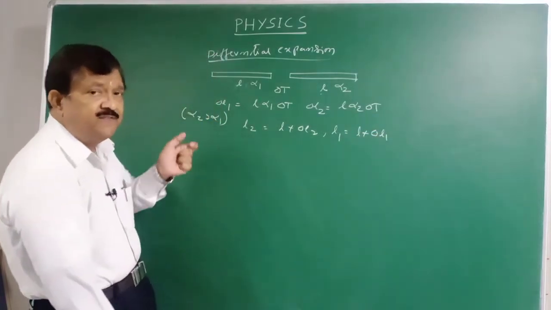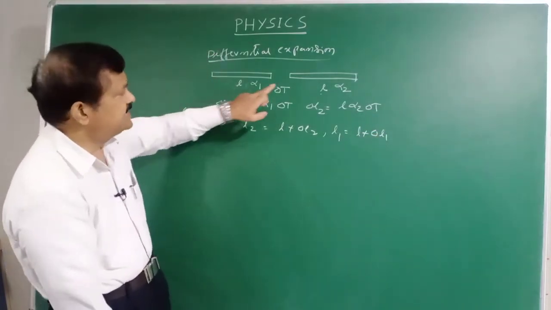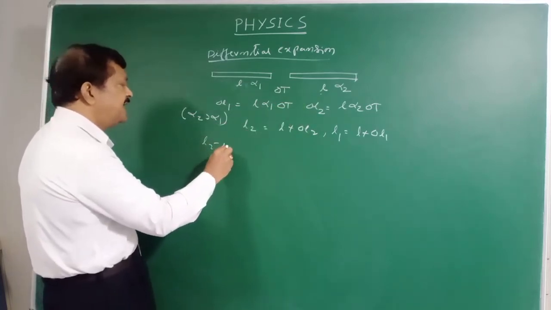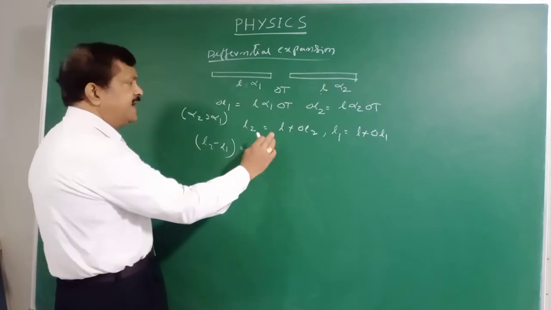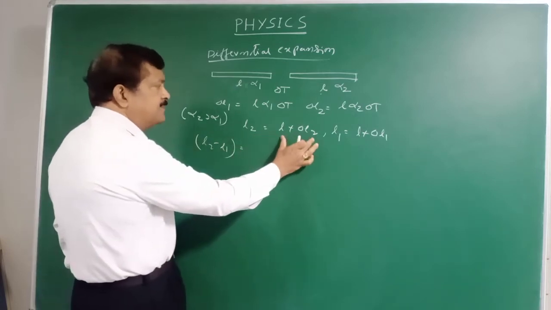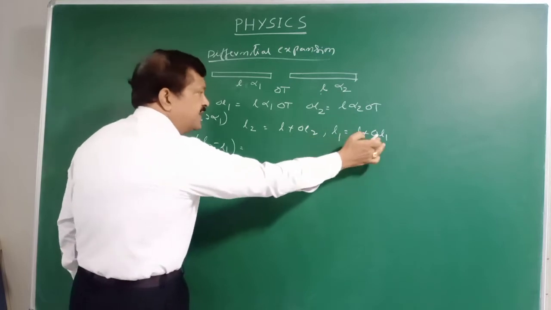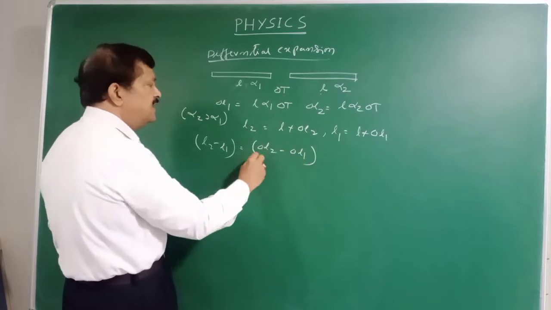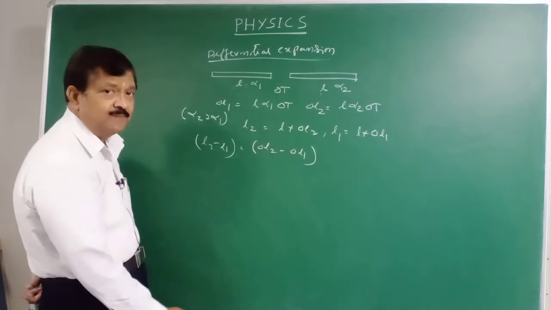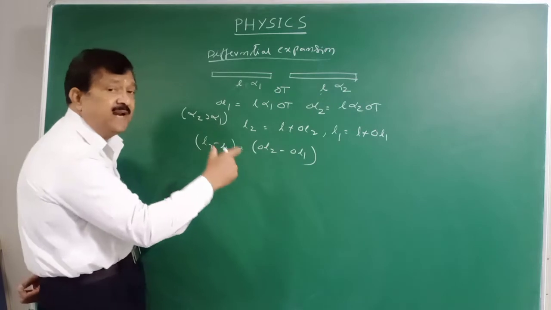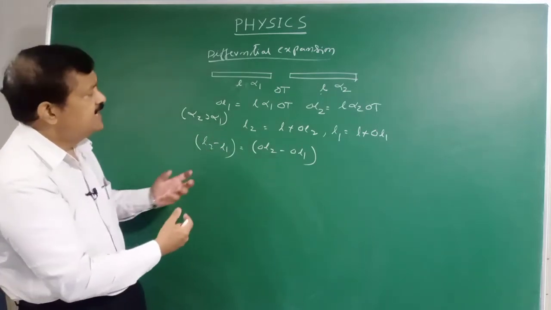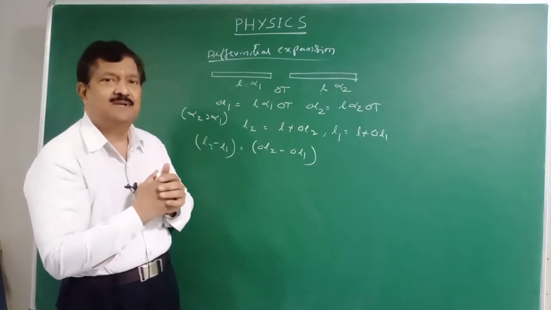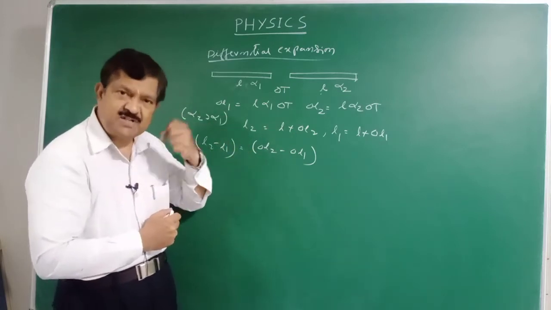Now consider the difference in their lengths. Initial lengths are the same but final lengths are different. The difference between their final lengths is L2 minus L1, that is, L plus delta L2 minus L plus delta L1, which is the difference between their expansions, delta L2 minus delta L1. So this is known as differential expansion. That means, when compared with one rod, what is the expansion of the other rod?